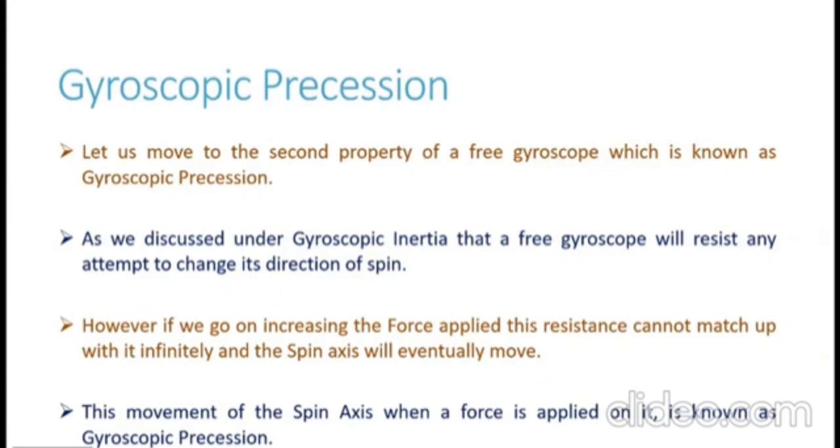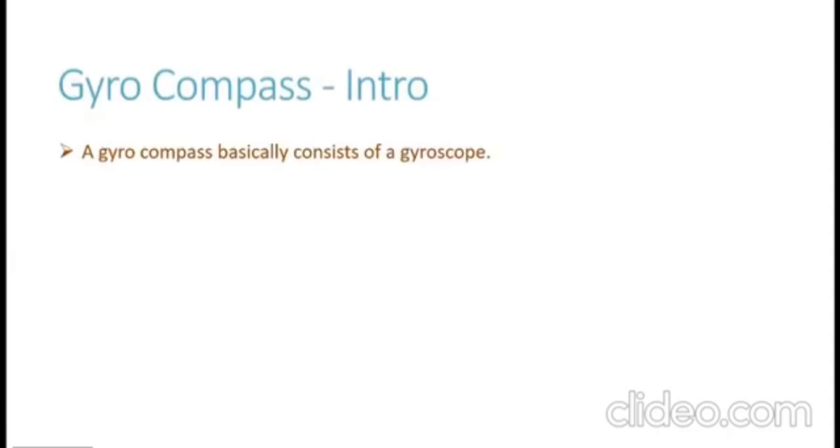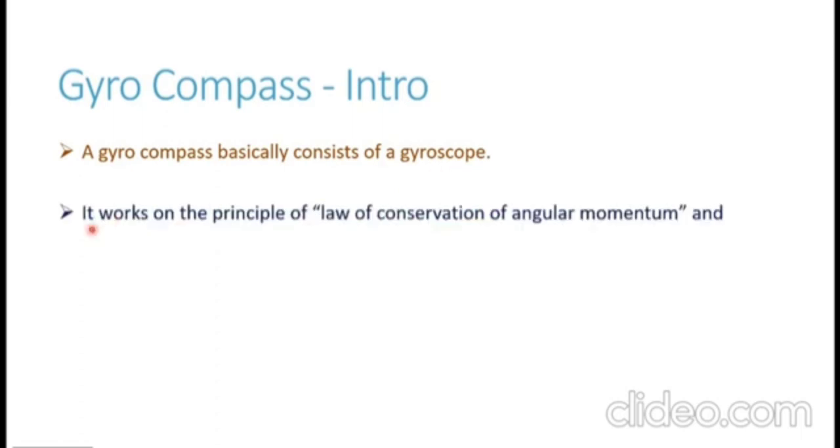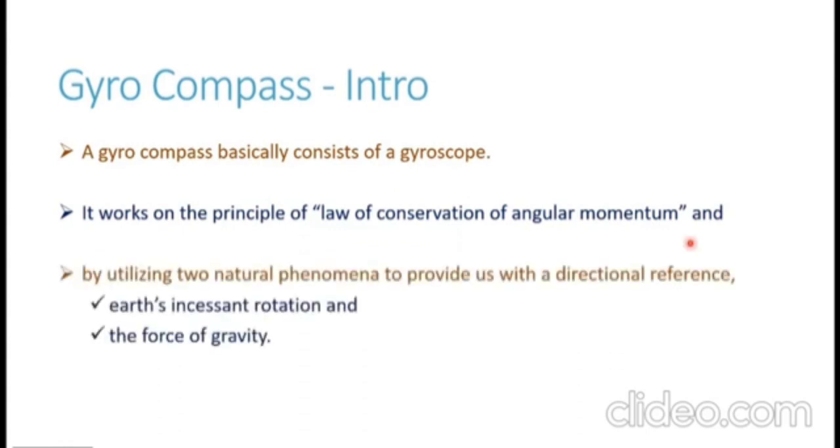Now, a gyrocompass basically consists of a gyroscope. It works on the principle of law of conservation of angular momentum, and the gyrocompass works by utilizing two natural phenomena to provide us with a directional reference.